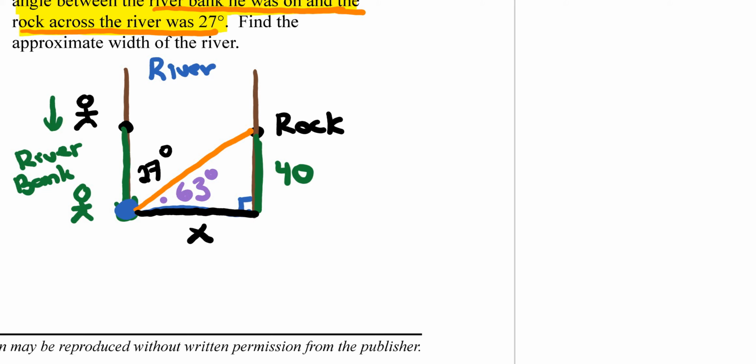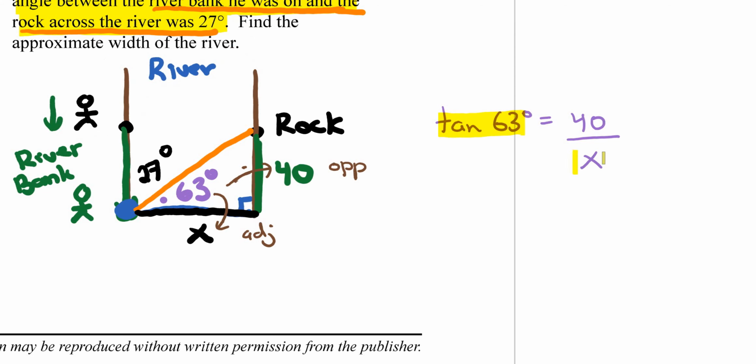Okay, so then from here on, it's not too bad. With respect to the 63 degrees, the 40, this is your opposite. And the X right here, this is your adjacent, right? So the trig function you're using is going to be the tan function. So tan of 63 degrees is going to be your opposite, which is 40, divided by your adjacent, which is X. And then from here on, you would just solve for this by interchanging the tan 63 and the X. You can just switch those positions.